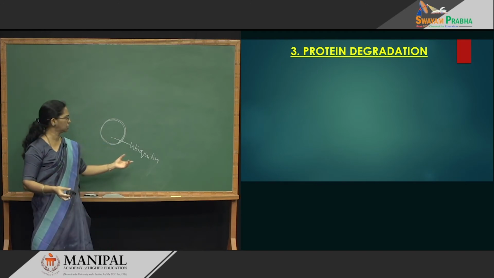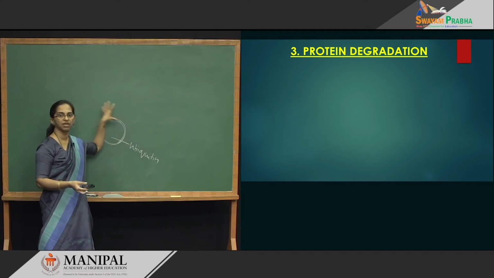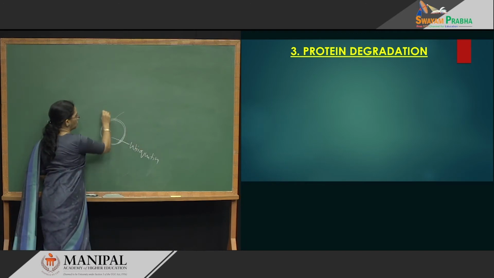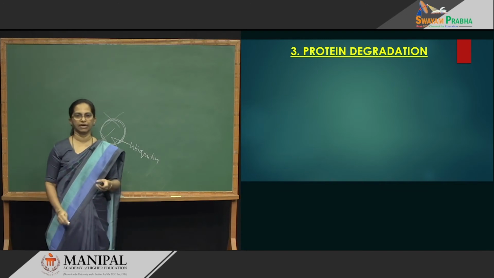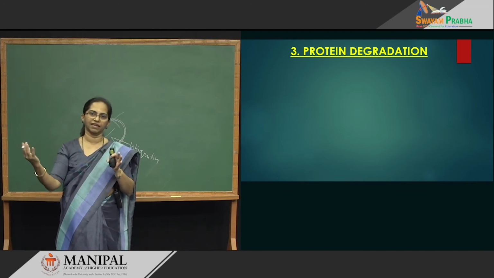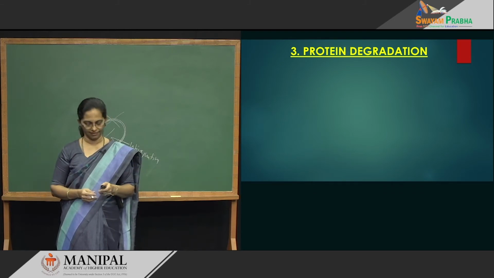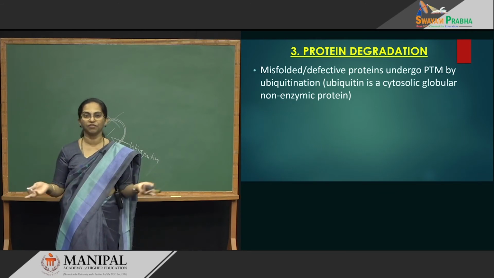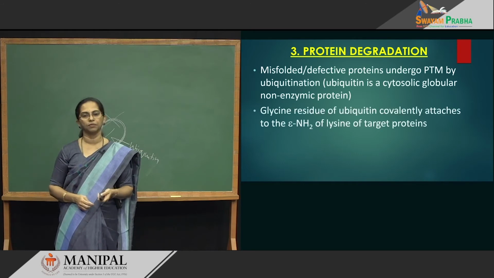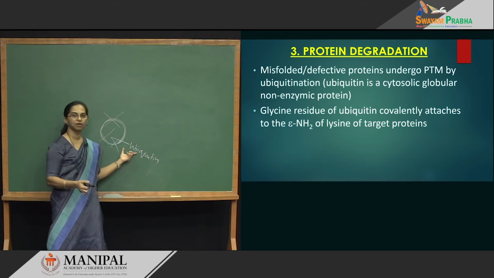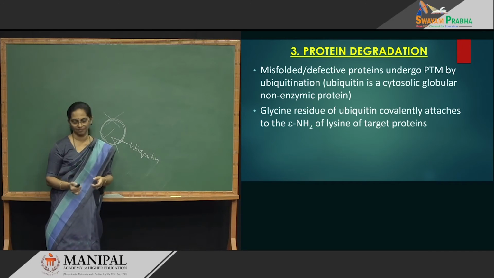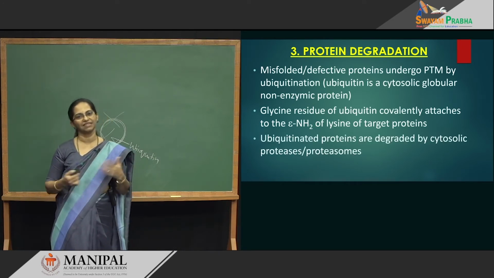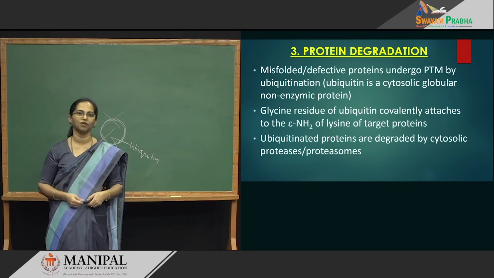The moment it attaches to ubiquitin, it is recognized by the proteasome complex and it will be totally degraded. So, what is protein degradation? Tag the protein, make it recognized by the proteasome and degrade it. So, if there are some misfolded proteins, defective proteins, non-functional proteins, you just tag them with ubiquitin. So, by attaching, what are you doing? When you attach ubiquitin, it becomes sensitive to degradation. So, ubiquitinated proteins then undergo degradation. So, this is one more type of protein modification or PTM.